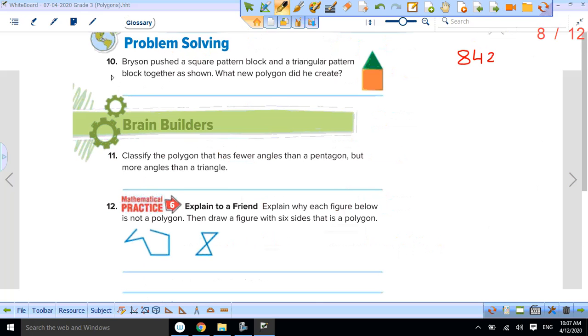The next one. Preston pushed the square pattern block and the triangular pattern block together, as shown. What new polygon did he create? This new polygon has how many sides? 1, 2, 3, 4, 5. How many angles? 1, 2, 3, 4, 5. So what's its name? Yes, pentagon.